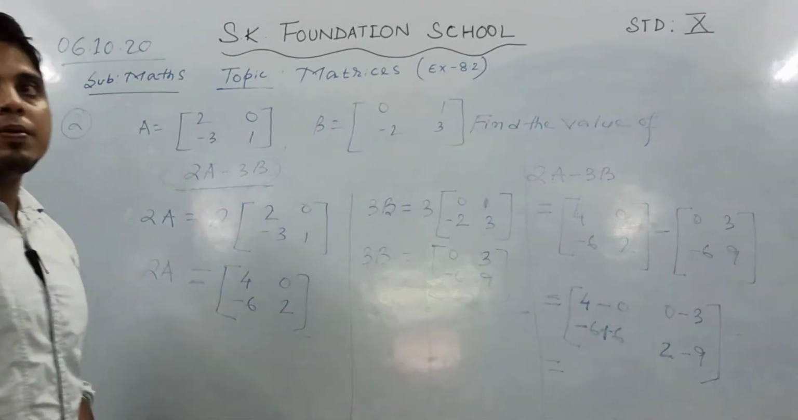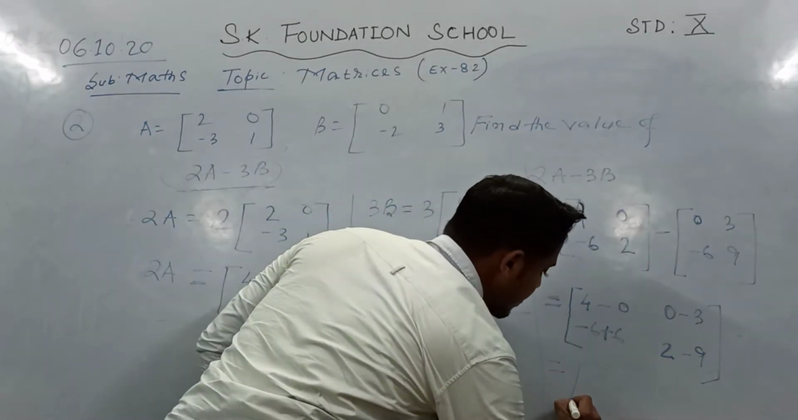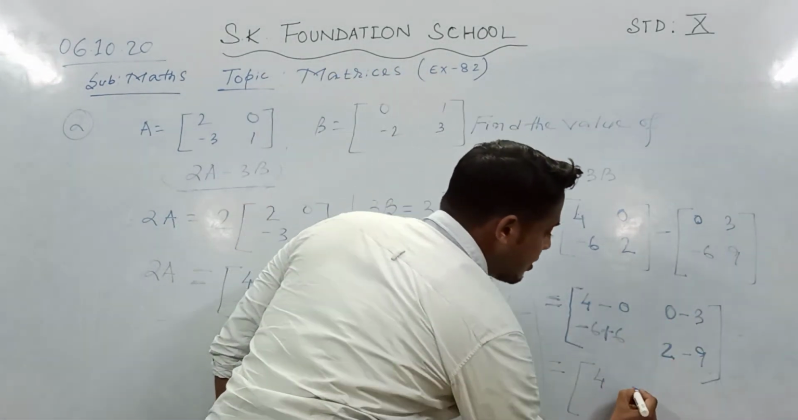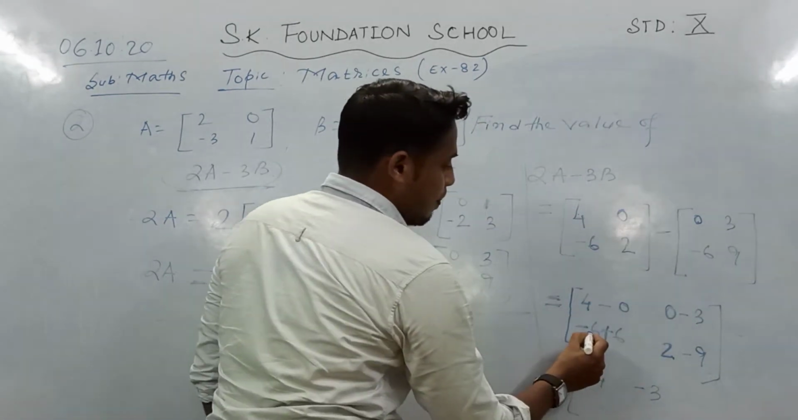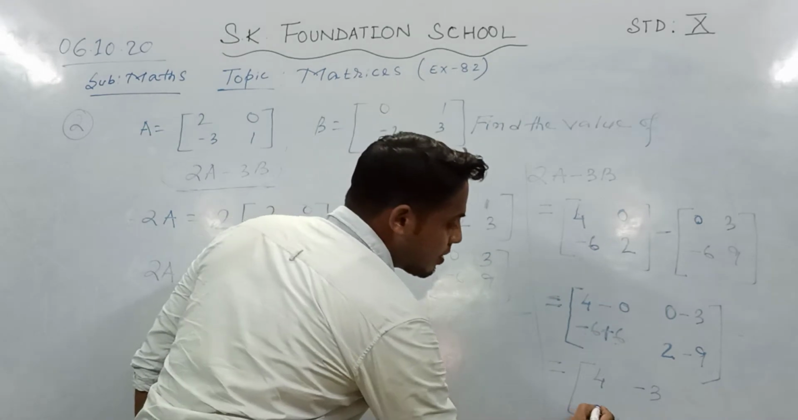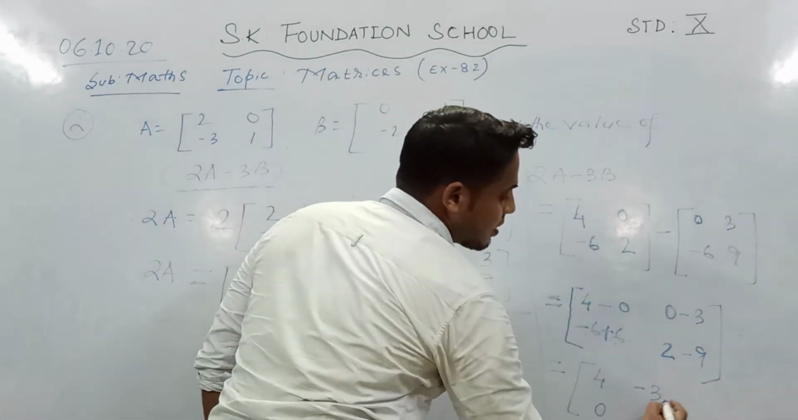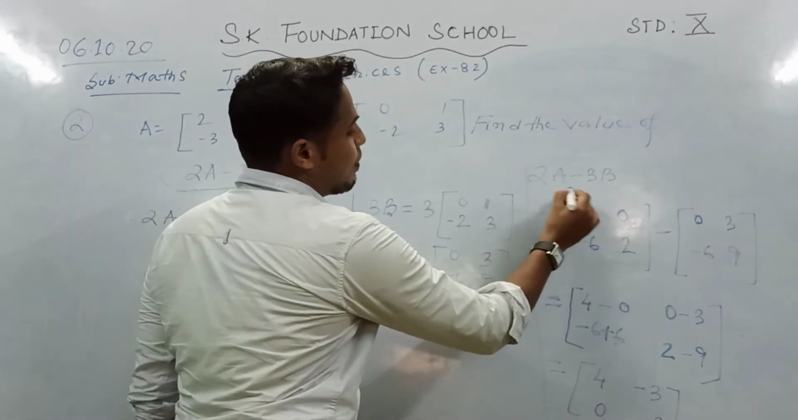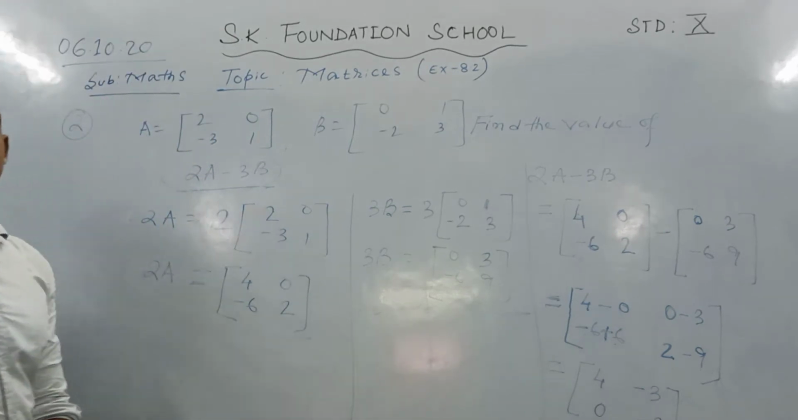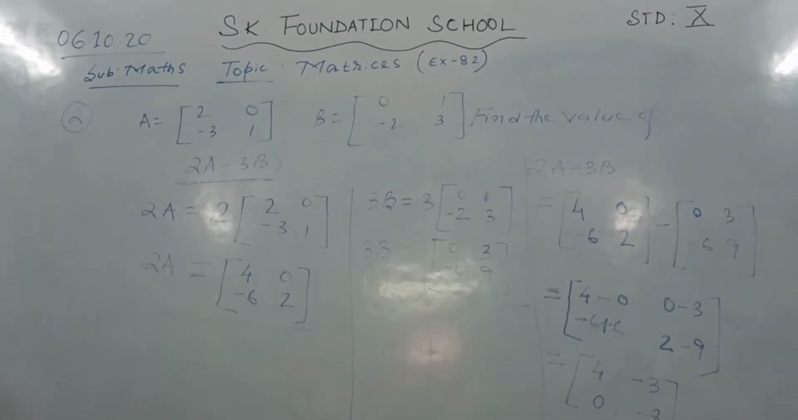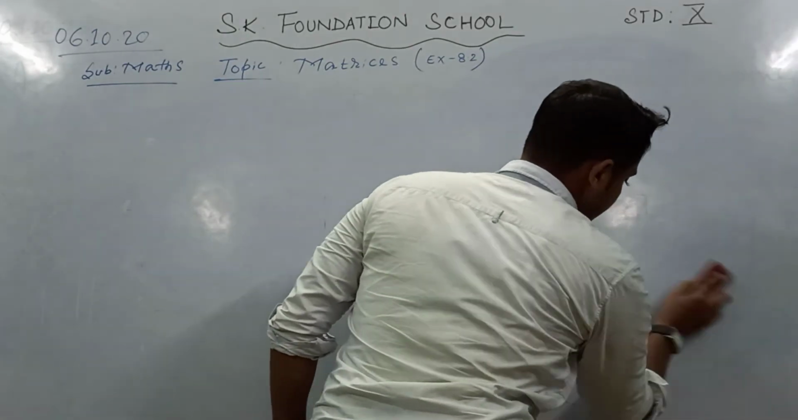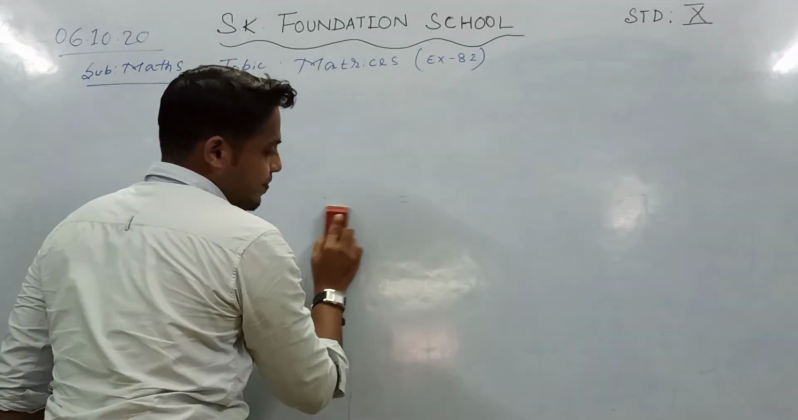So 4 minus 0 is 4, 0 minus 3 is minus 3, minus 6 plus 6 cancel out, that means 0, and 2 minus 9 is minus 7. Okay, this is our answer. This is the value of 2A minus 3B. Clear? We come to example number 3.